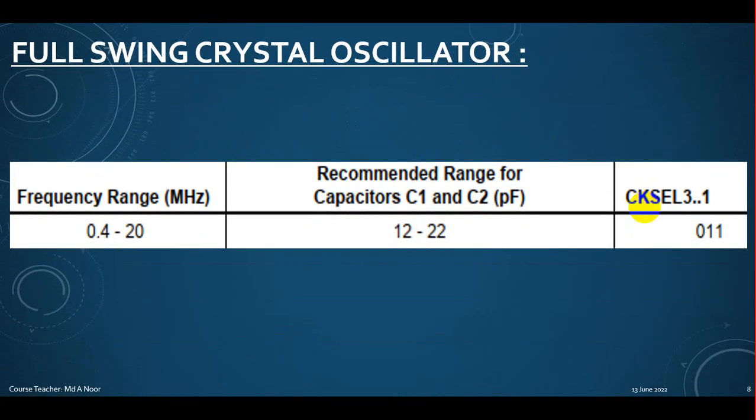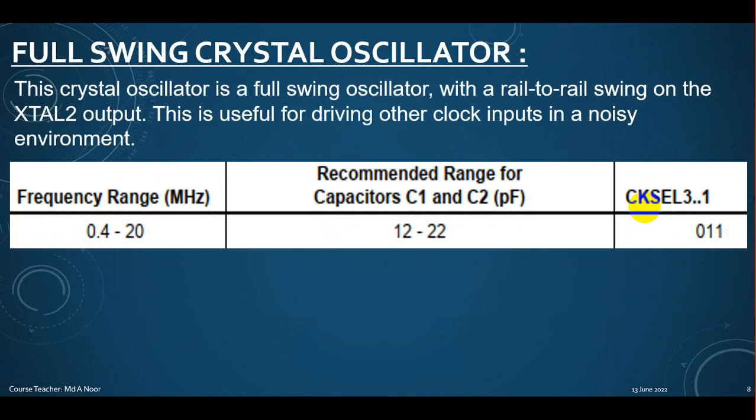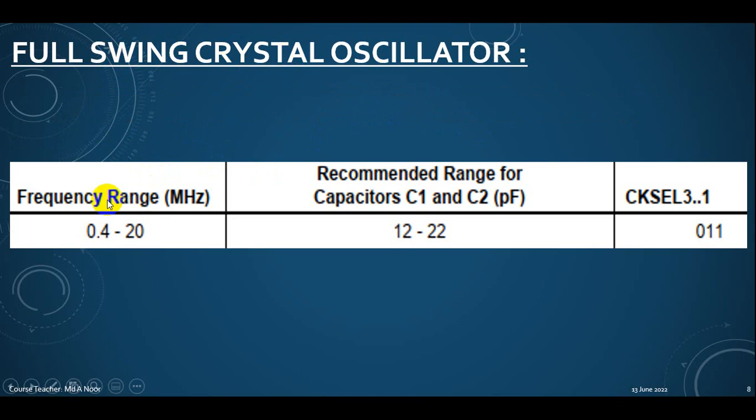Full swing crystal oscillator. This crystal oscillator is a full swing oscillator with a rail-to-rail swing on the XTAL2 output. This is useful for driving other clock inputs in a noisy environment. If you have a noisy environment, then you go for the full swing crystal oscillator, and this is the frequency range for it, 0.4 to 20. Capacitors C1 and C2 are 12 to 22 picofarad, and this is the clock select pin setting 011.